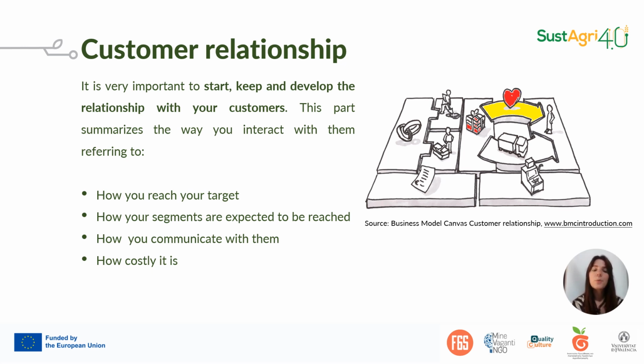This part will summarize the way you try to interact with them, referring to how you will reach your target. How can you try to find these local people, for example, and how your segments are expected to be reached, how you will communicate with them in a formal way or maybe in an informal way, because each personality will need to adapt to yours, and also which costs you are going to have.